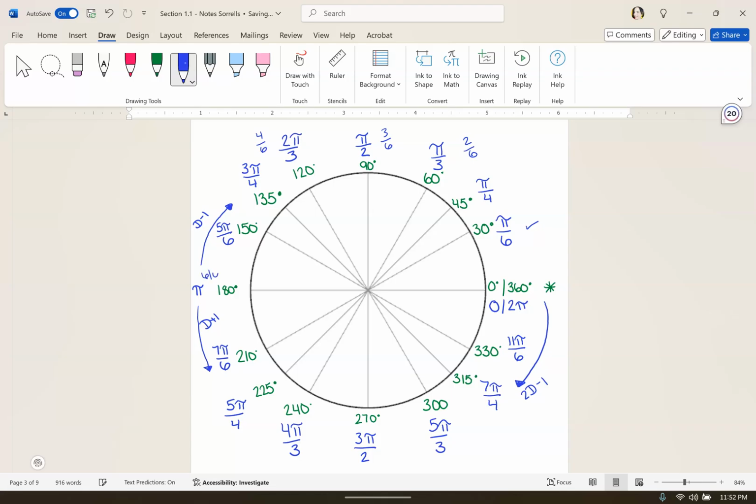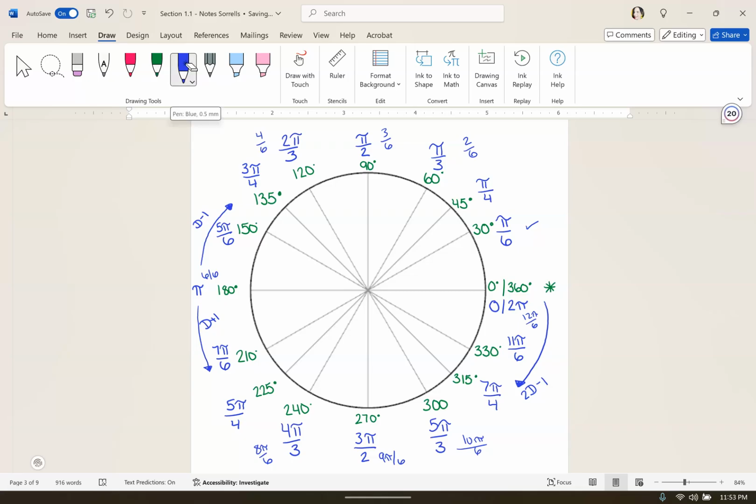And this would be 6 over 6. You have your 7 over 6. This would actually be your 8 pi over 6. And then you have your 9 pi over 6, your 10 pi over 6, and then you have your 11 pi over 6, and then your 12 pi over 6.